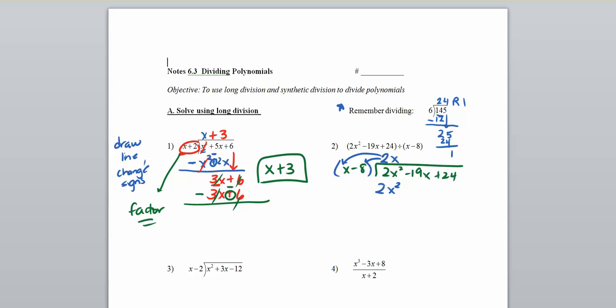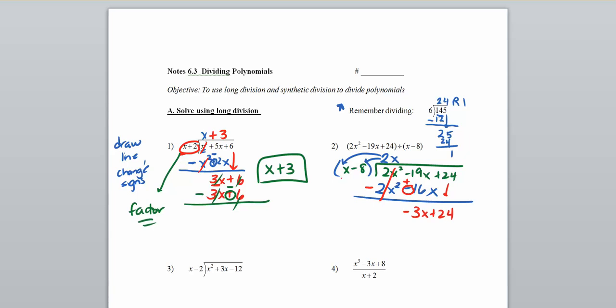So x times 2x was 2x squared. Negative 8 times 2x is negative 16x. Okay. When I draw my line, I'm going to have to change my sign. So I'm going to go back to the red. I'm going to change this sign, and I'm going to change the negative to a positive. And then I'm going to combine my terms. So these cancel. Negative 19x plus 16x is negative 3x, and then I bring down plus 24. All right.